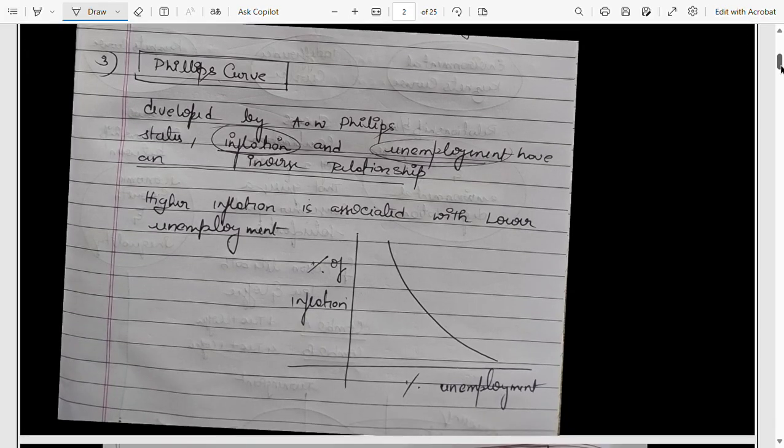So moving on, we have the third type, that is the Phillips curve. This was developed by the economist A.W. Phillips. It states that inflation and unemployment have an inverse relationship. That is, higher inflation is associated with lower unemployment. As we discussed in the previous class, as the money supply in the society increases, people have more money in their hands, right? So unemployment decreases. So the Phillips curve says that as inflation increases, unemployment decreases.